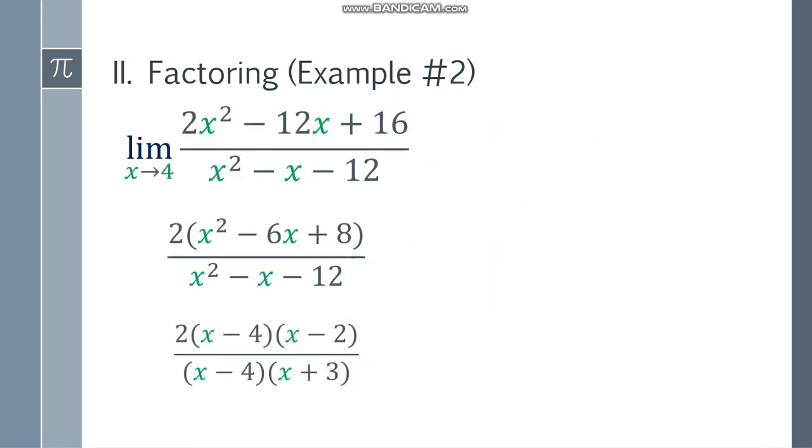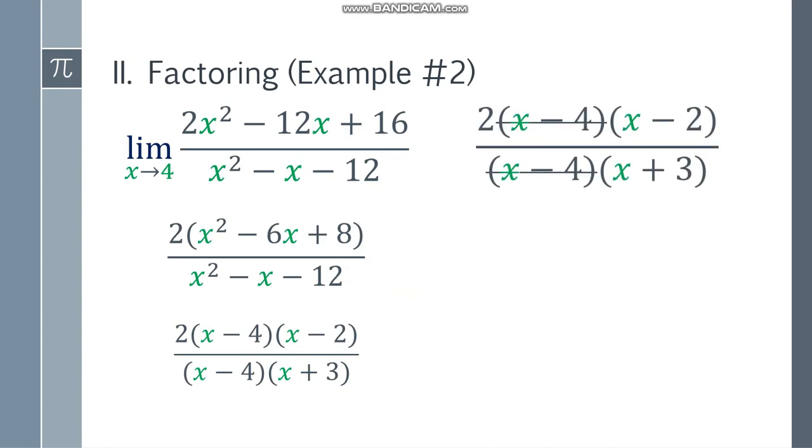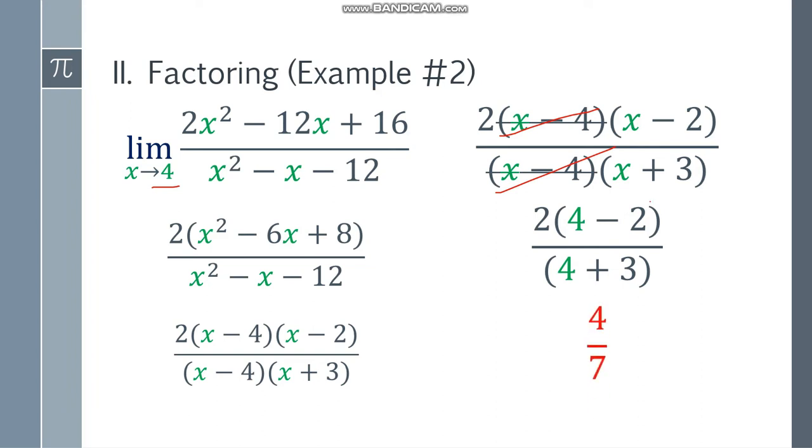So, dahil meron tayong common terms, we could cancel this one. At ang matitira, ito. Ngayon, ito na lang yung matitira. We could substitute yung 4 sa mga x. So, we have 2 times 4 minus 2 over 4 plus 3. So, that will be 4 over 7. Kasi, ito ay 2 times 1 and 2 ay 4. 4 plus 3, that is 7. So, we got 4 over 7 dito sa tanong na to.